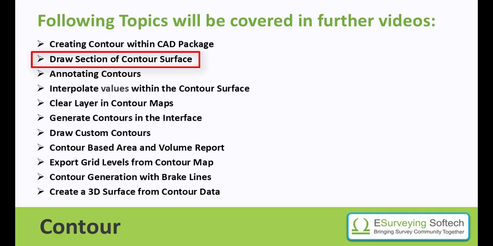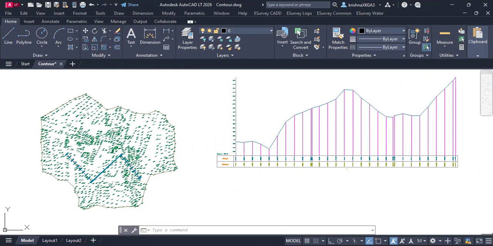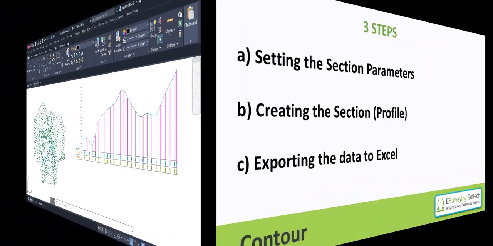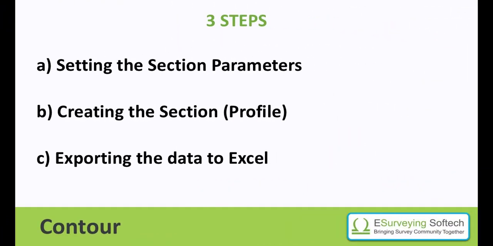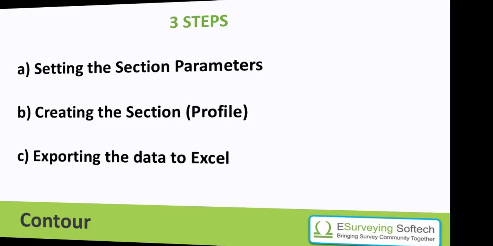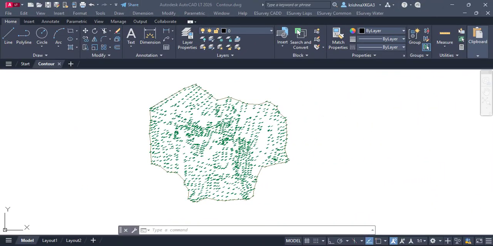Welcome to this tutorial on drawing a section profile along an alignment on a contour map using the ESurveyCAD contour module. With the contour module, you can easily create section profiles directly inside your CAD drawing and also export the section data to Excel for further analysis. The complete process involves 3 simple steps: setting the section parameters, creating the section profile, and exporting the data to Excel. Let us begin with section settings.